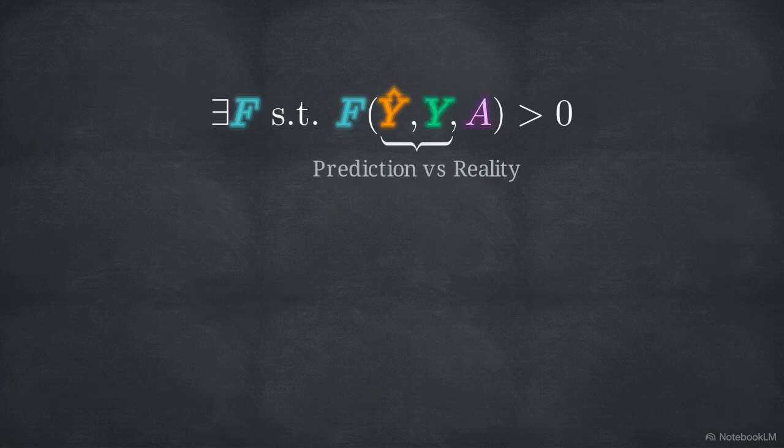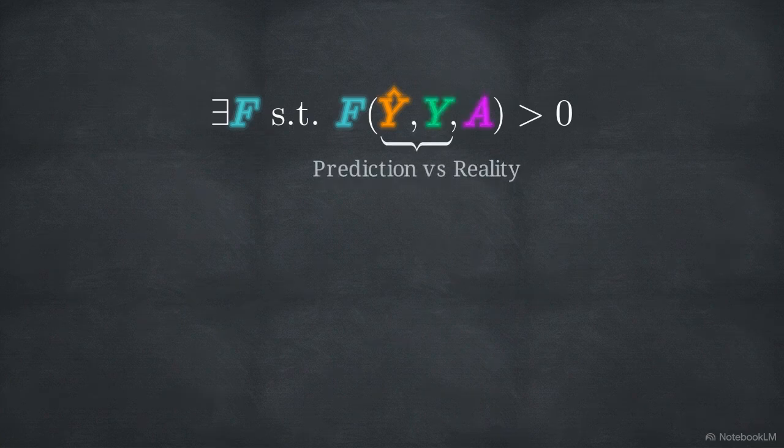To understand how this happens, we must look at the formal mathematical definition of algorithmic bias. Bias exists in a learning system when a specific, measurable disparity occurs. The equation breaks down like this. A chosen fairness metric, represented by f, demonstrates a non-zero disparity between the algorithm's predicted outcomes, y hat, and the ground truth reality, y. The final variable, a, represents the protected attribute.